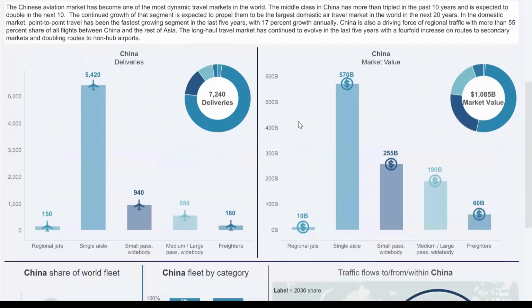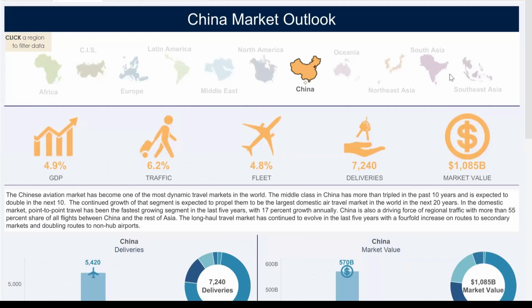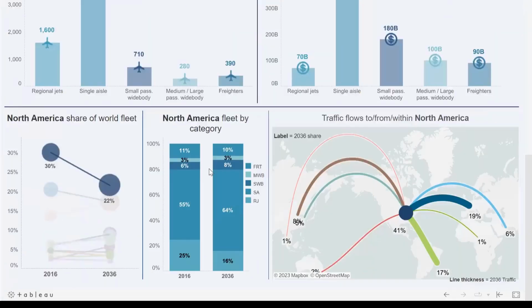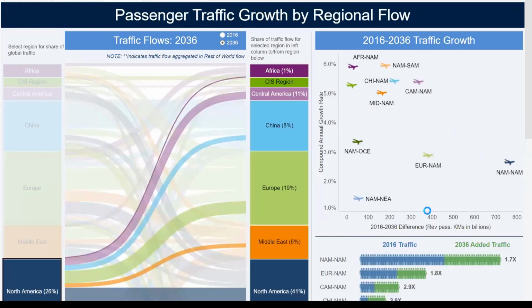Then let's look at another region. We have all these regions, but let's focus on North America now, which has the following information. The market value is 1.04 trillion, which accounts for 2.1% of the GDP, and 8640 deliveries are made in this country. Then we have all this other information, and the distribution of this air traffic is shown in this chart. That's it. And then we have air traffic flow.